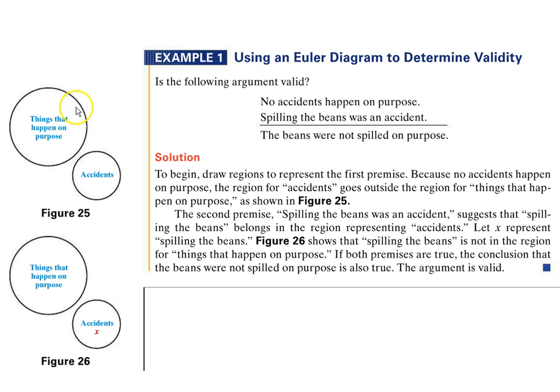Well, notice that accidents are things that don't, by definition, happen on purpose. So there are two separate circles for that. Now, spilling the beans was an accident. So that will be in the circle, the Euler's diagram circle for accidents. So therefore, this is a valid argument.